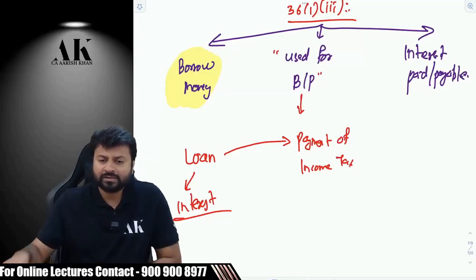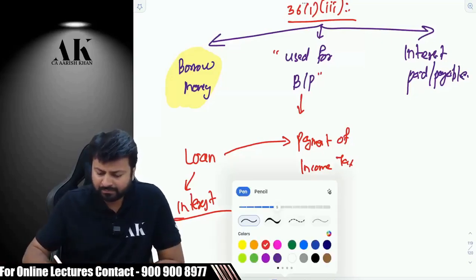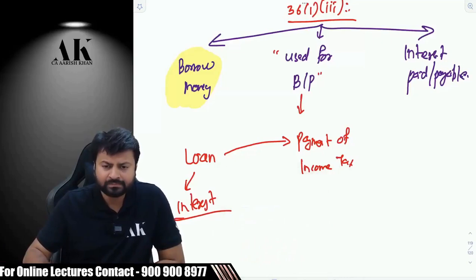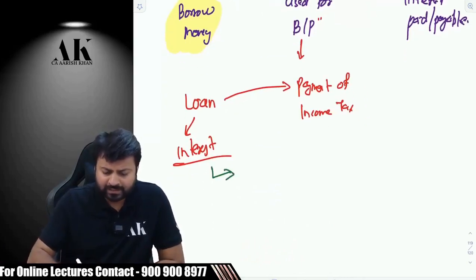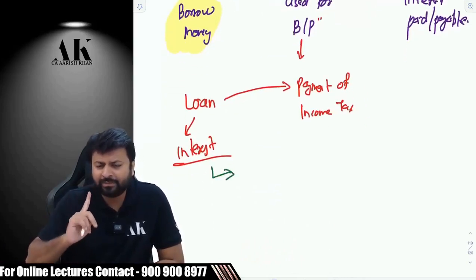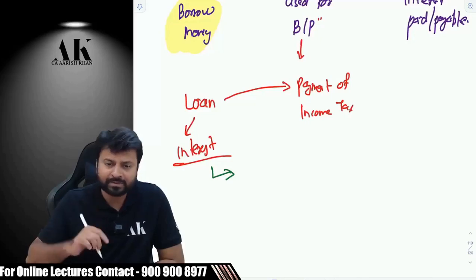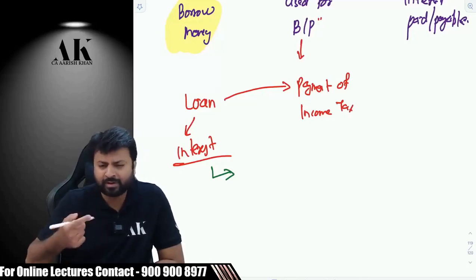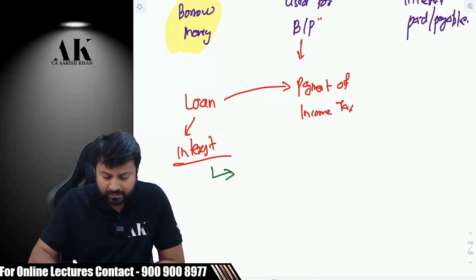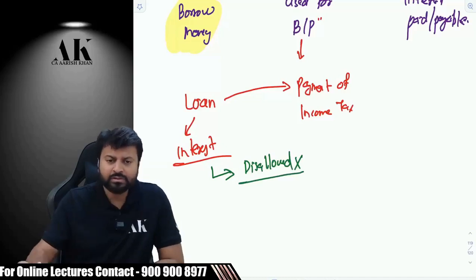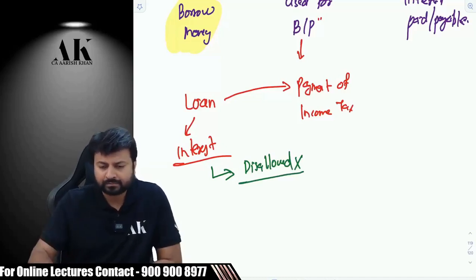Let me tell you the answer first, and then I will tell you the reason behind it. The answer is, keep it in your mind forever. It's a very important adjustment for exam purposes, an academic point. Interest on loan taken for payment of income tax is disallowed. Disallowed means not allowed. The reason is, let me tell you why.